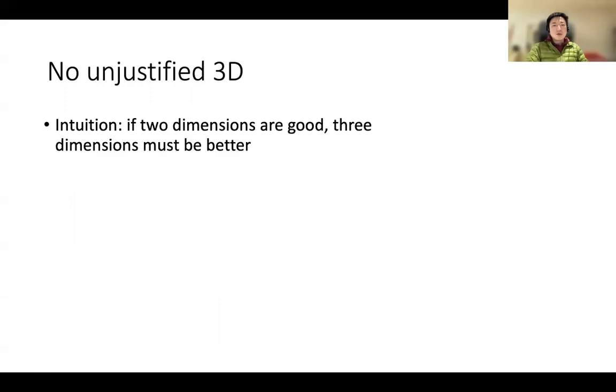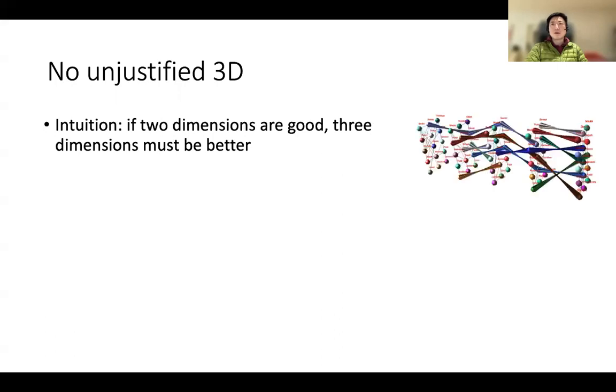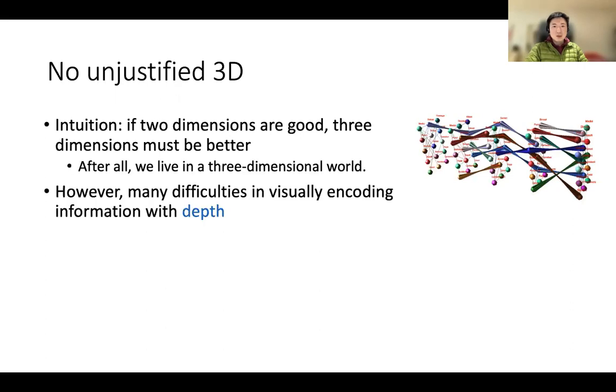Okay, so the first rule says no unjustified 3D. Some people might think 3D is always good: if two dimensions are good, three dimensions must be better. For example, you can show 3D networks in 3D spaces. But actually, depth is not very effective if we want to use it to encode attributes. We already said XY position is quite good, but depth is much less so.